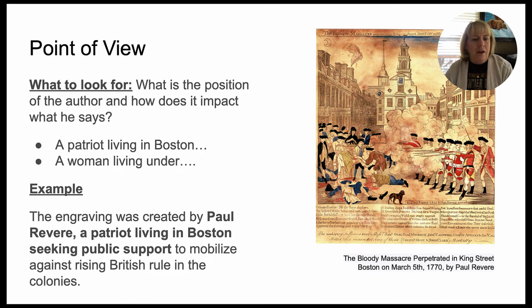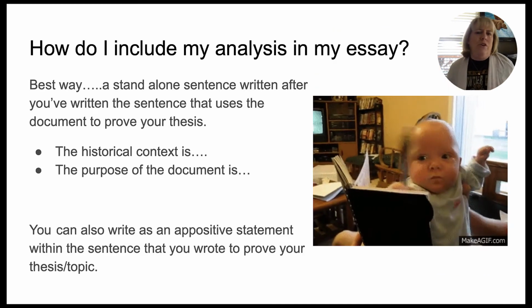In this case, again, the engraving was created by Paul Revere, a patriot living in Boston seeking public support to mobilize against British rule in the colonies. You understand when you look at this engraving that Paul Revere was a patriot who was trying to get people behind his idea of independence. And that's important when you look at historical documents to understand the point of view. Because if you don't understand that, you can go off on some rabbit trail or completely misinterpret what the document's trying to say. So how do you include all this in an essay?